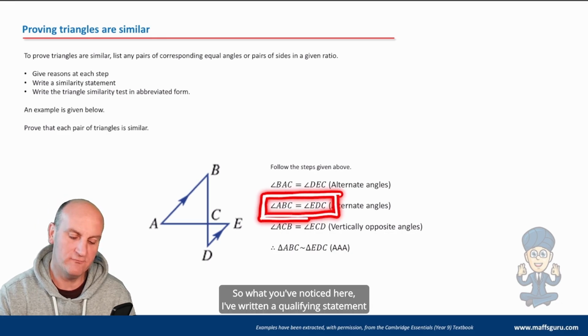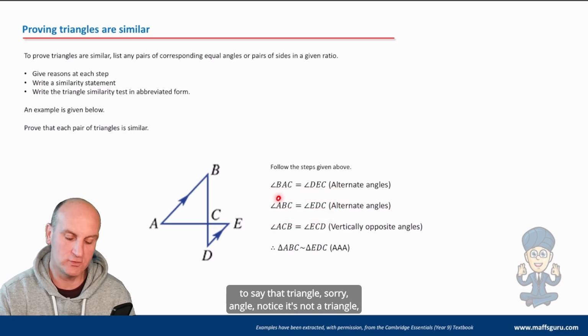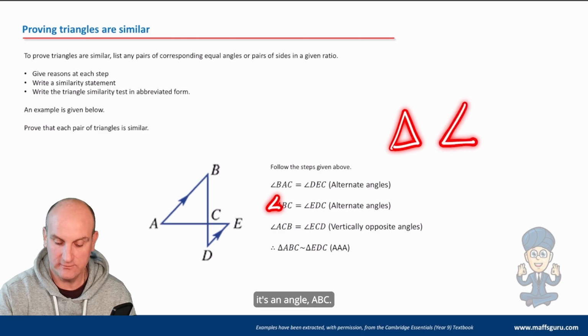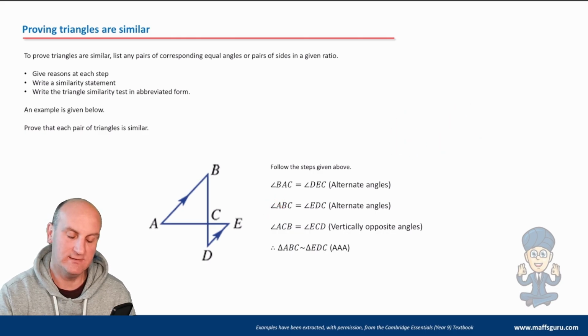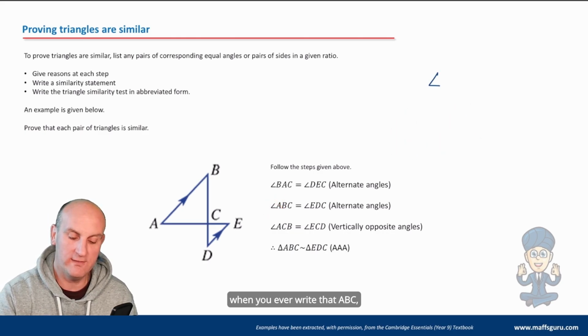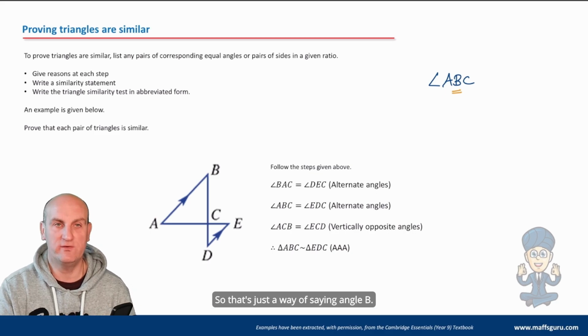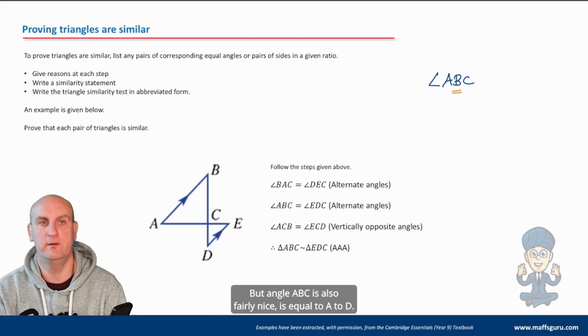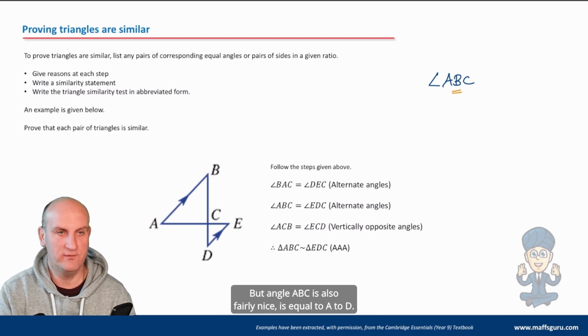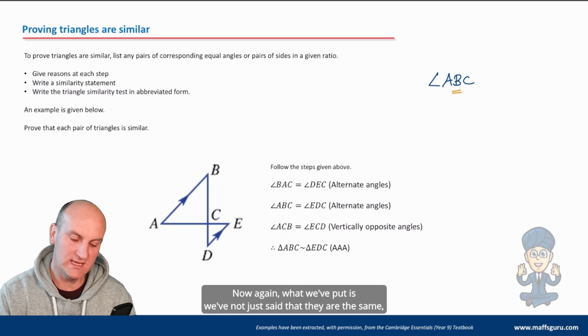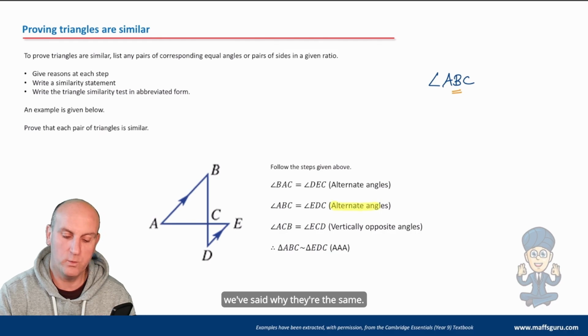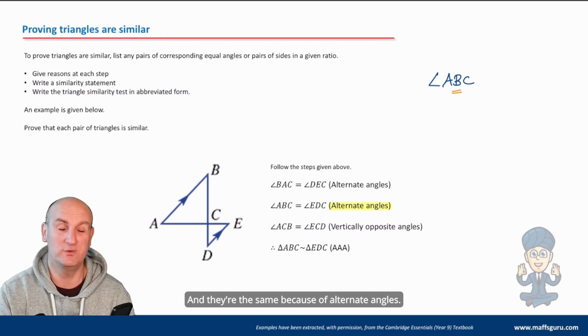So what you've noticed here, I've written a qualifying statement to say that angle, notice it's not a triangle, it's an angle, ABC. Whenever you write that ABC, we're really talking about the angle in the middle of the 3 letters. So that's just a way of saying angle B, all right? Angle ABC is equal to angle EDC. Now again, we haven't just said that they are the same, we've said why they're the same, and they're the same because of alternate angles.